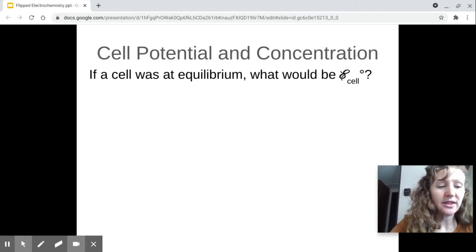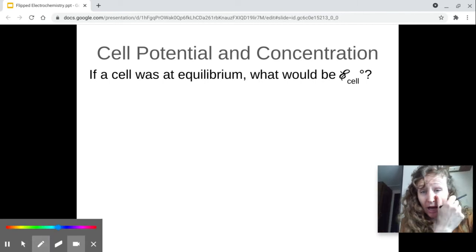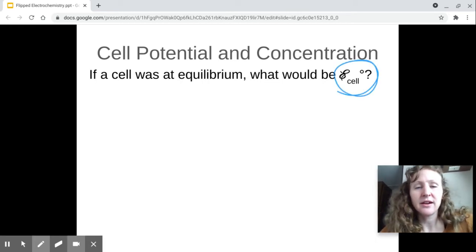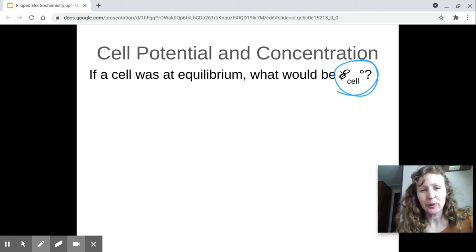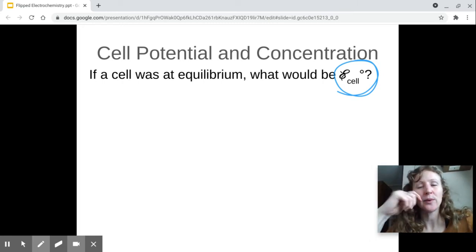So to start this concept, we're going to talk about if a cell was at equilibrium, what would be the voltage, the cell potential? If a cell was at equilibrium, what would be the cell potential? So I want you to think about that. And we're actually going to come back and explore this concept together. So this is what I want you to think about.